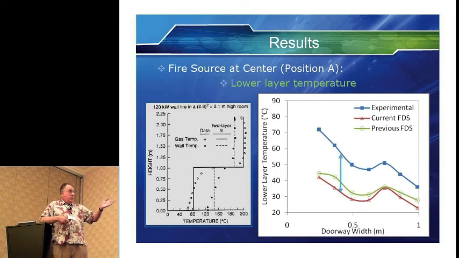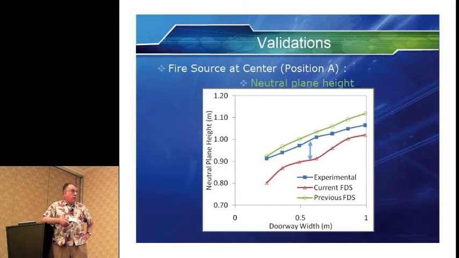Now, this is lower layer temperature. You see there's still some difference, and again, it could be due to the criteria. I don't know if we're using the same one. Here's the neutral plane. Now the neutral plane is a little bit lower. Not so bad, but a little bit lower over these experiments.